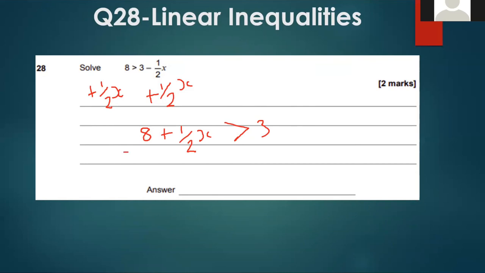I'm now going to subtract 8 on both sides. Okay, so I'm going to get a half x is greater than negative 5. 3 subtract 8 is negative 5. A half x means a half times x. So the opposite of times by a half is to divide by a half, which is the same as multiplying by 2. So multiply both sides by 2, I'm going to get x is greater than negative 10. So my solution is x is greater than negative 10, guys.